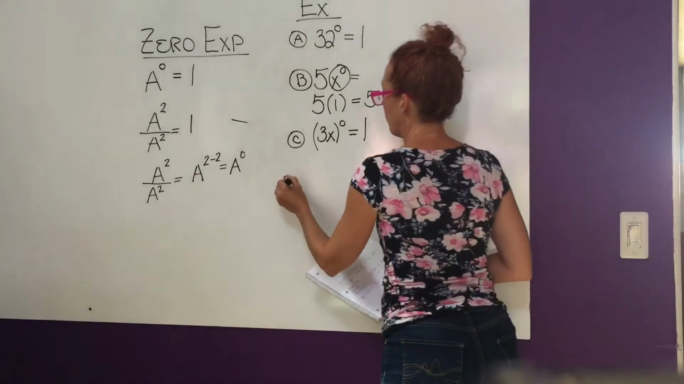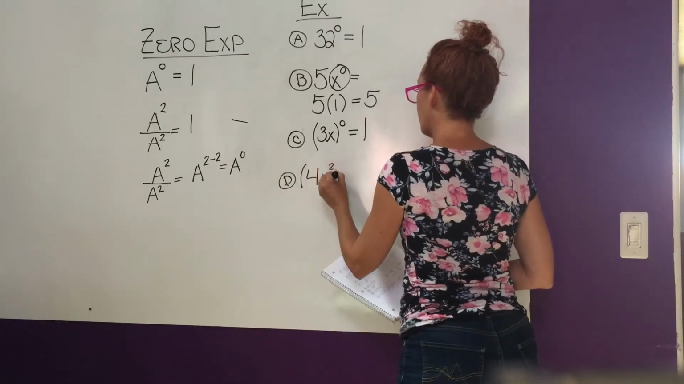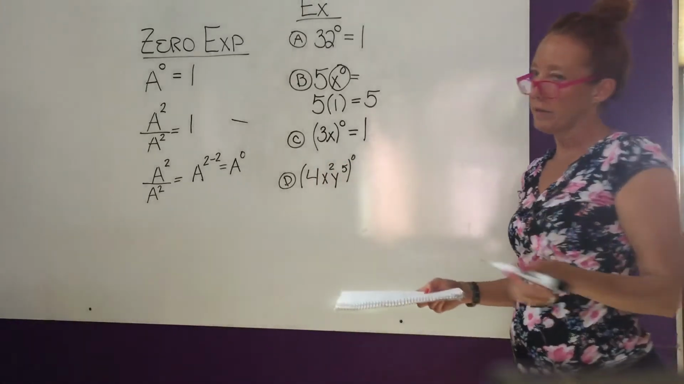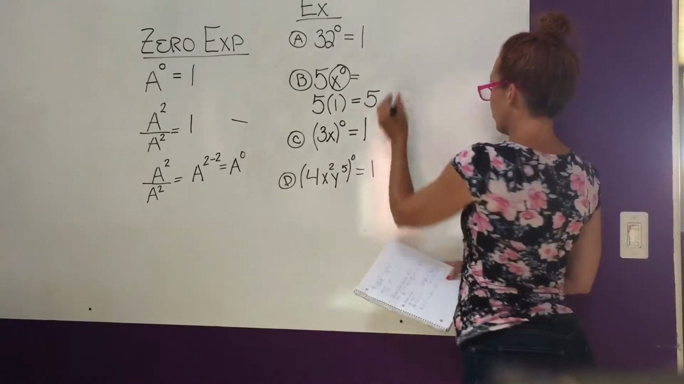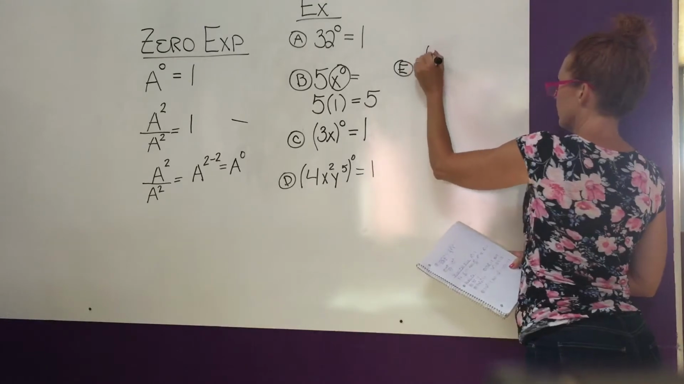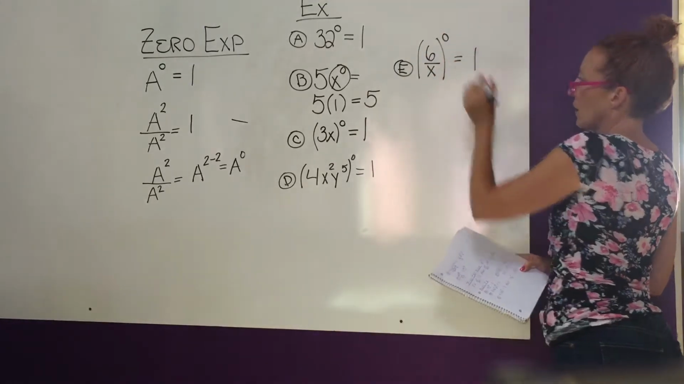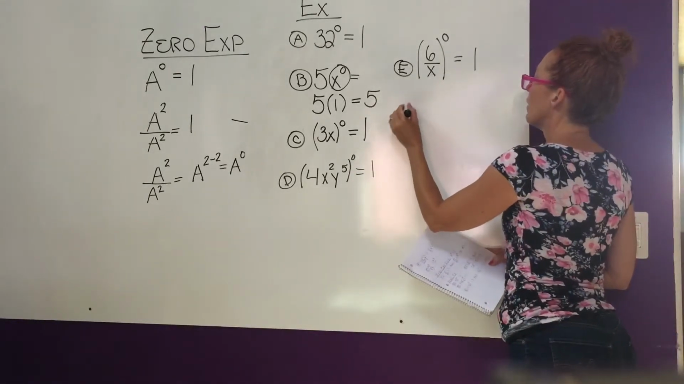I can have a more complicated version of that. I could have 4x squared y to the 5th all to the 0. Still equal to 1. I could have a fraction. The whole thing's to the 0 power, it's equal to 1. I could have, now this one's tricky.